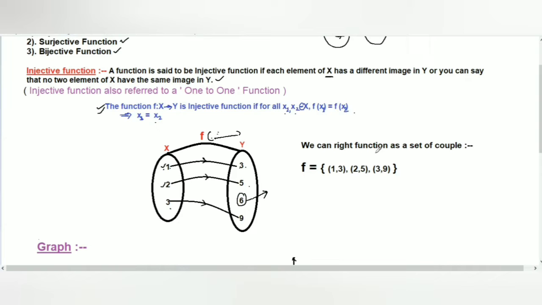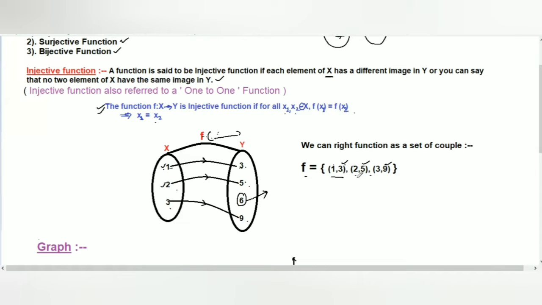And also we can write the function as a set of couples. So f is a function here, and the set of couples we will write down this way: (1, 3), (2, 5), (3, 9). So you can say that the second element is the image of the first element. So for the first element 1, 3 is the image.